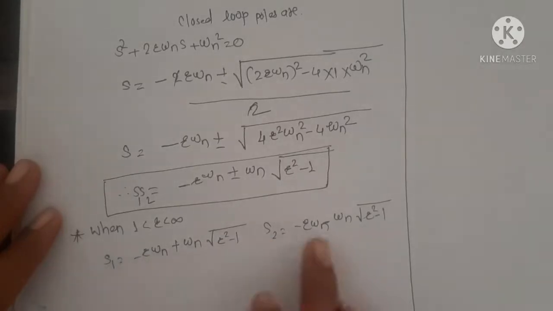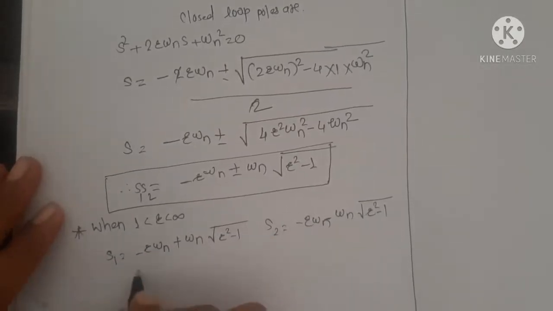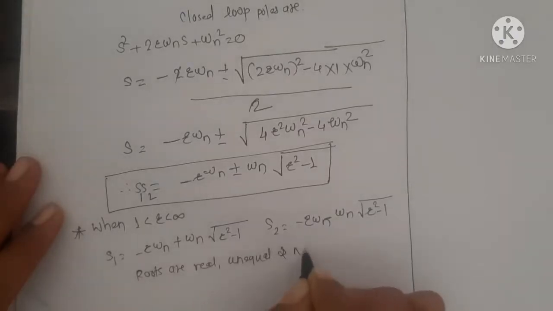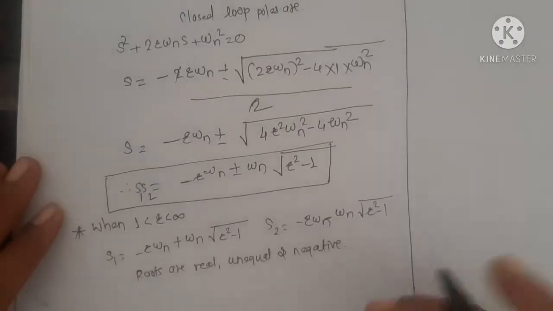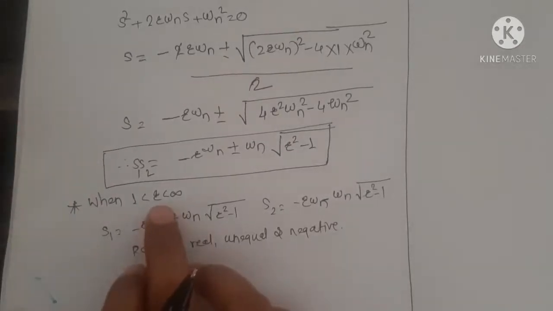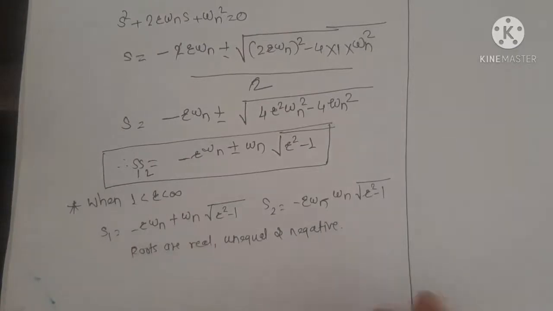Here you are observing that they are negative. So the roots are real, unequal and negative. So we have seen the first effect of damping factor, when the damping factor value is greater than 1 but less than infinity.